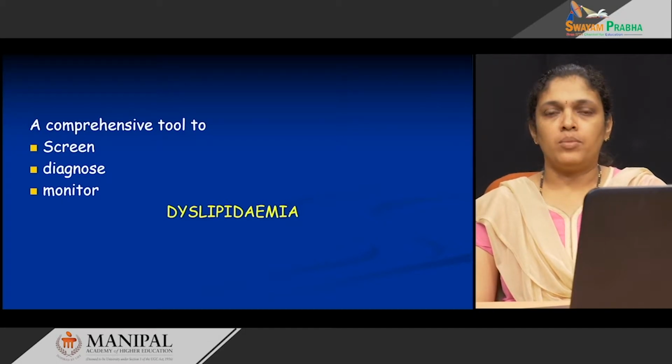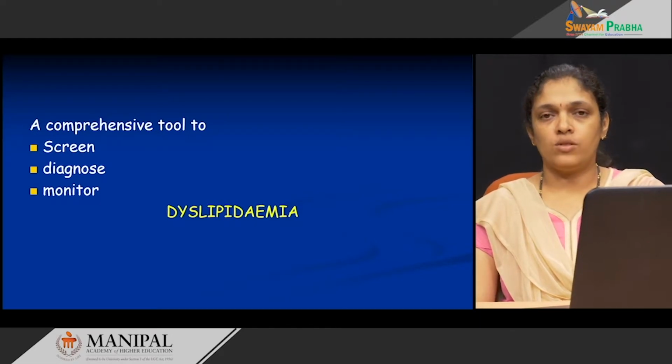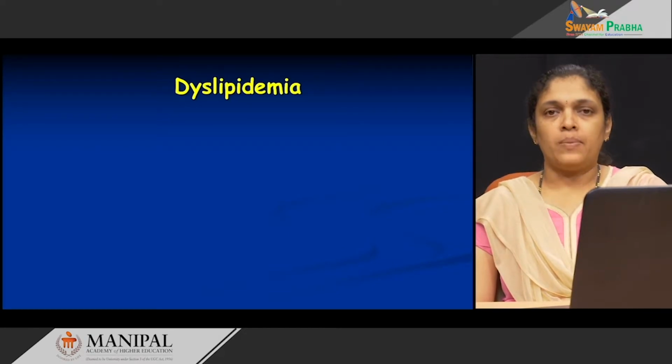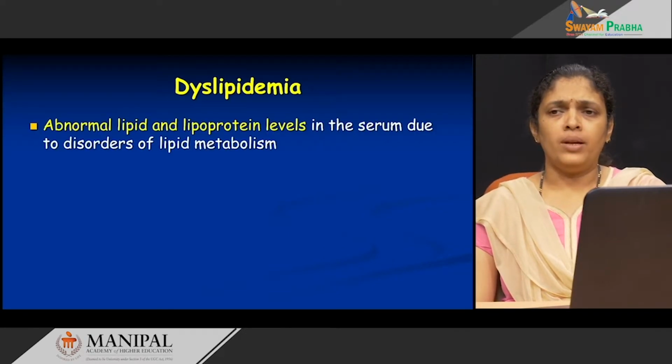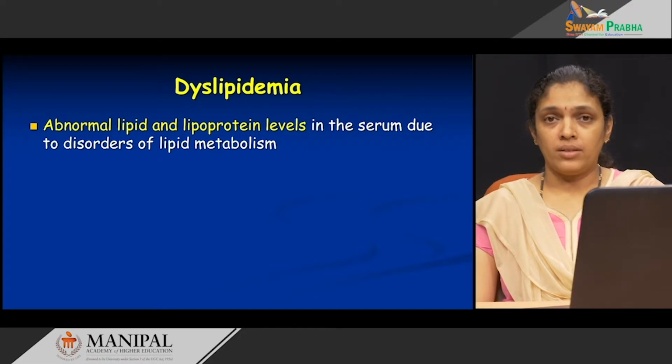So, when we say extended lipid profile, it takes into account these two things. Whenever there is a decrease or an increase in the levels of lipids in our body, the tool that we use is the extended lipid profile. Dyslipidemias are abnormal levels of lipids and lipoproteins in our serum, which are due to disorders related to lipid metabolism. Either the metabolism of lipids is defective or the metabolism of lipoproteins is defective. Both of these, an abnormal lipid metabolism or an abnormal lipoprotein metabolism, will lead to dyslipidemias.